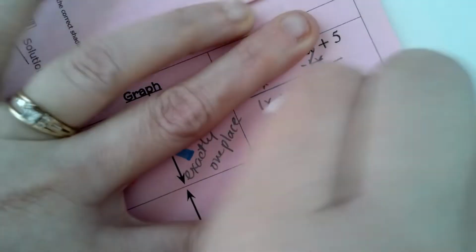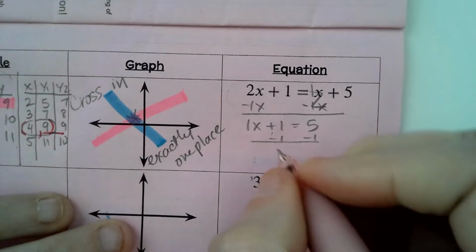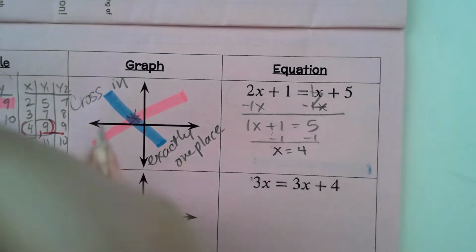Yeah, guys, did you know that? No, Angie. Sit down, Angie. X equals 4. I lied.